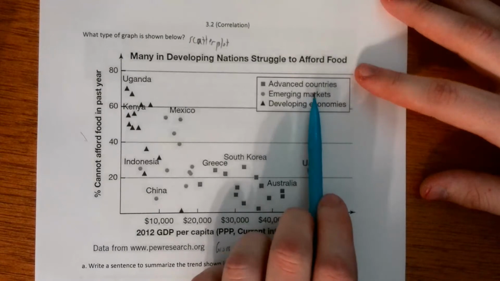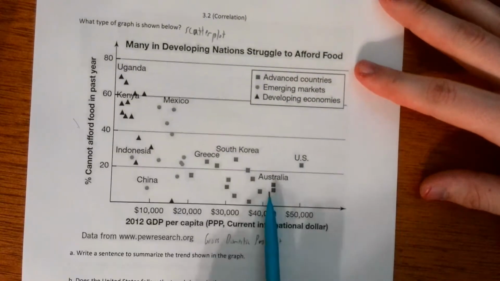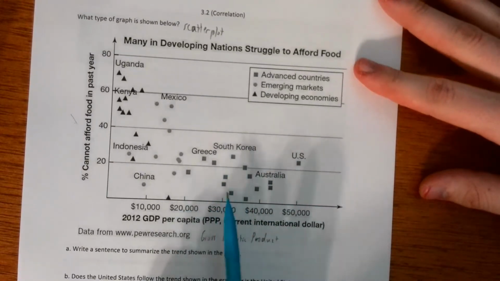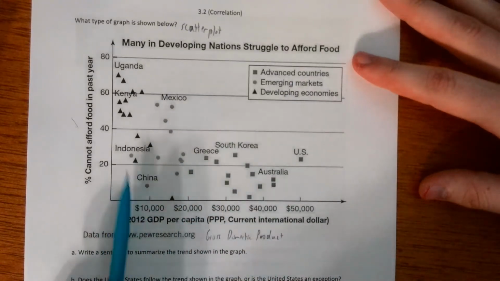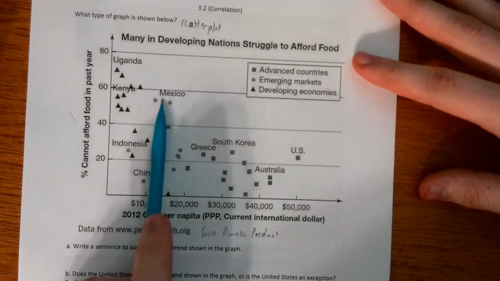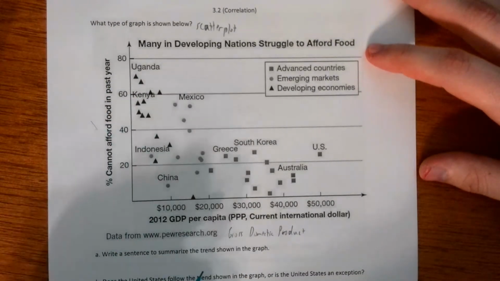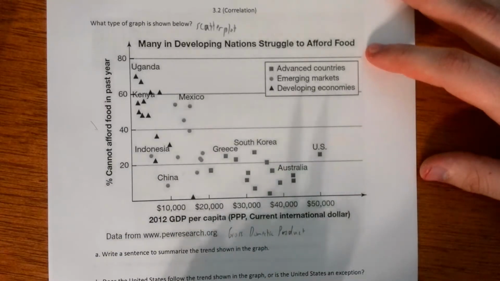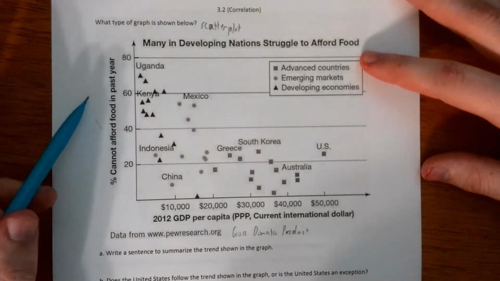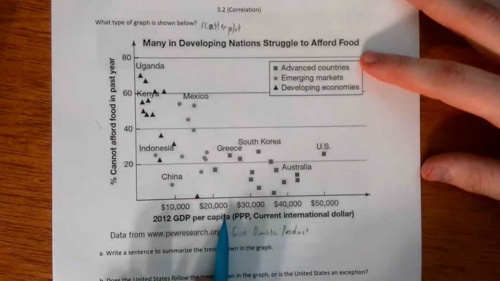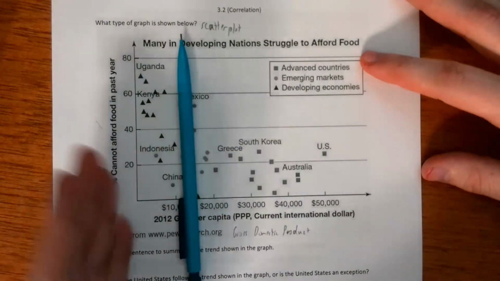So if I look at the three different kinds, we're looking at advanced countries, that's the squares, so that's like the US, Australia, South Korea, Greece, so those are the really developed countries. Emerging markets in the middle, I think they have Indonesia and China, and some other ones, Mexico, I guess. And then we have developing economies, so like Uganda, Kenya, Indonesia, and so on. And you can see a pattern with these, right? So all these developing countries, it looks like a lot of their people can't afford food in the past year. And you can also see that they have a low GDP, right? So we see almost all of them are to the left of where my pencil is showing.